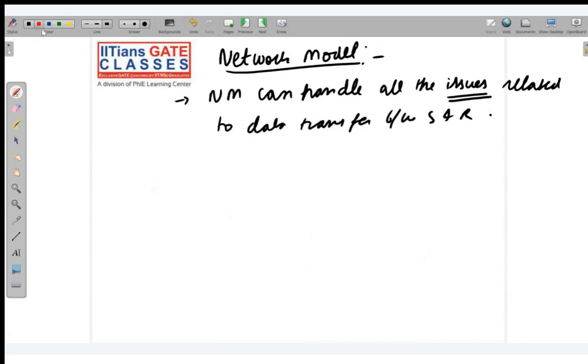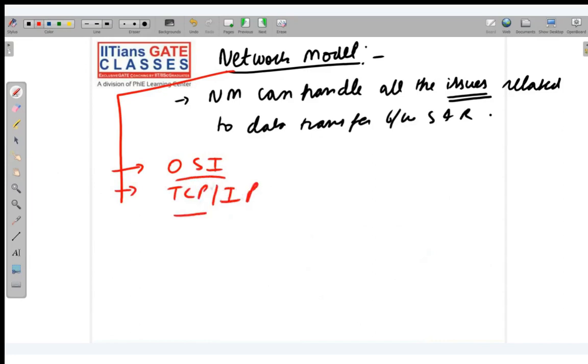Next, what are the examples of network models? There are multiple network models, but in your GATE syllabus we have only two. One is the OSI model and the second is the TCP/IP model. So as soon as I say OSI model or TCP/IP model, the image in your mind should be that they will handle all the issues related to data transfer between sender and receiver.